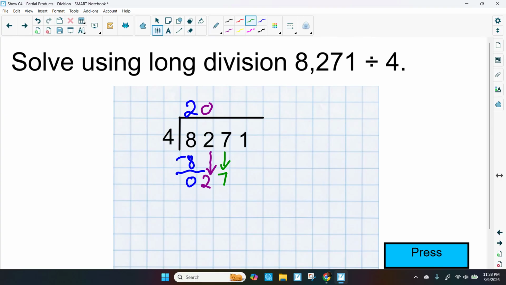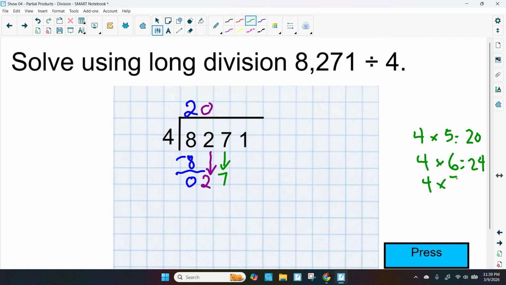All right. 4 goes into 27. So let me see. My 4 times tables. 4 times 5 is 20. And I recommend make sure you check yourself by using your times table to see how close you can get. 4 times 6 is 24. That's pretty close, but let me just do one more.